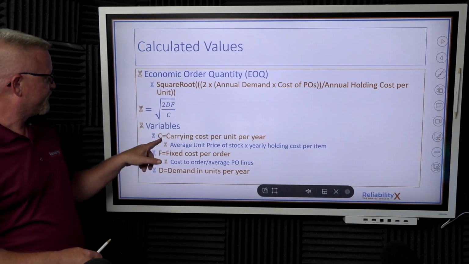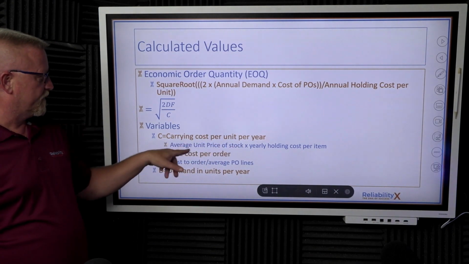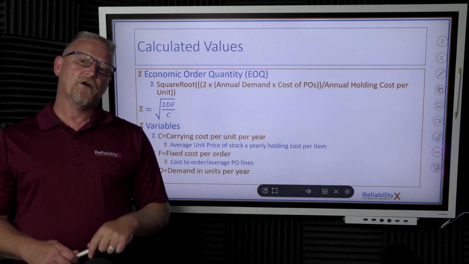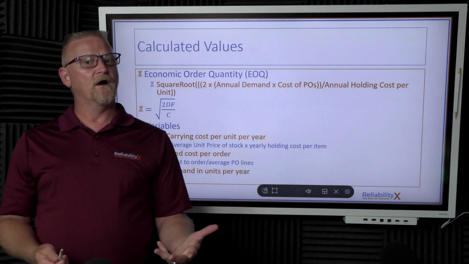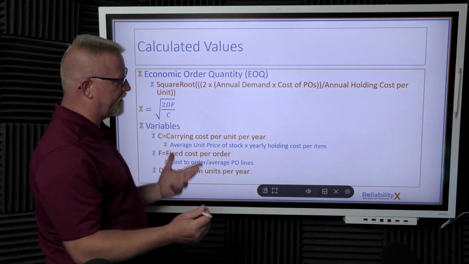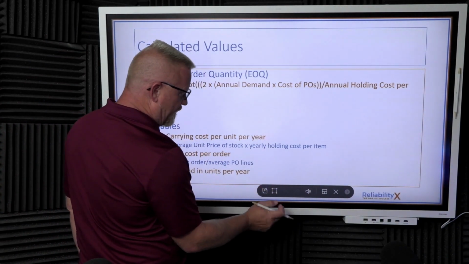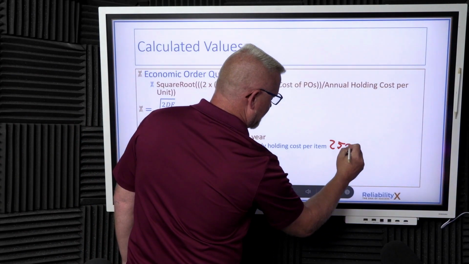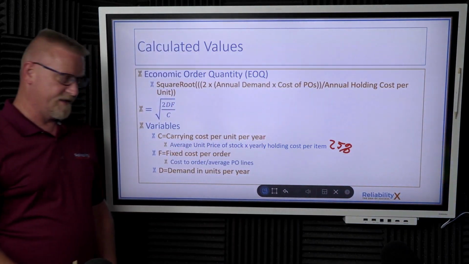The carrying cost for an order is the average price of stock times the yearly cost of holding. Oftentimes organizations don't really know the yearly cost of holding, so a good rule of thumb here is to use 25%, if you don't know what the number is.